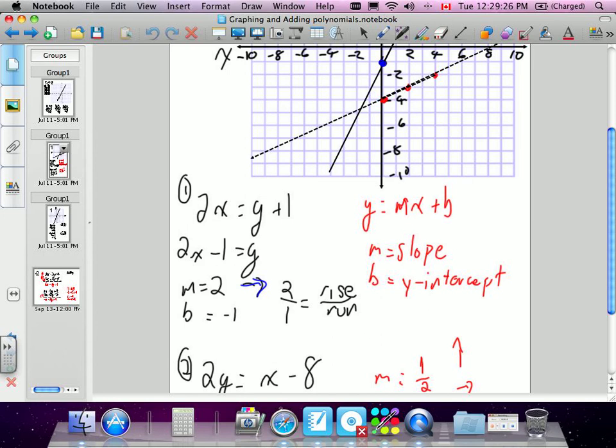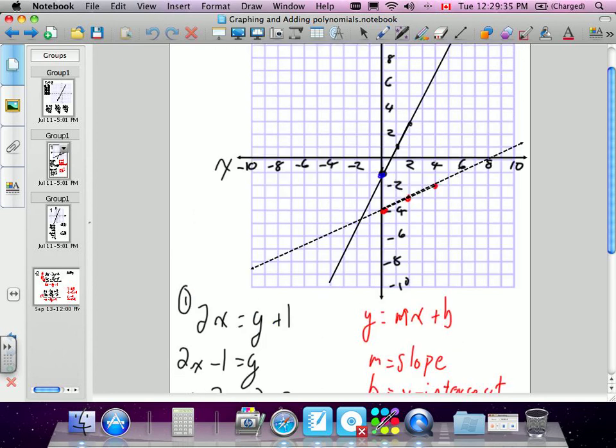And slope is rise over run. So that means we go up 2, and then in the positive direction 1. So we went from our y-intercept up 1, 2, and over 1. And we repeated up 2, over 1. From there we connected the dots, just like in kindergarten, and we drew our line. We did it again with another equation.